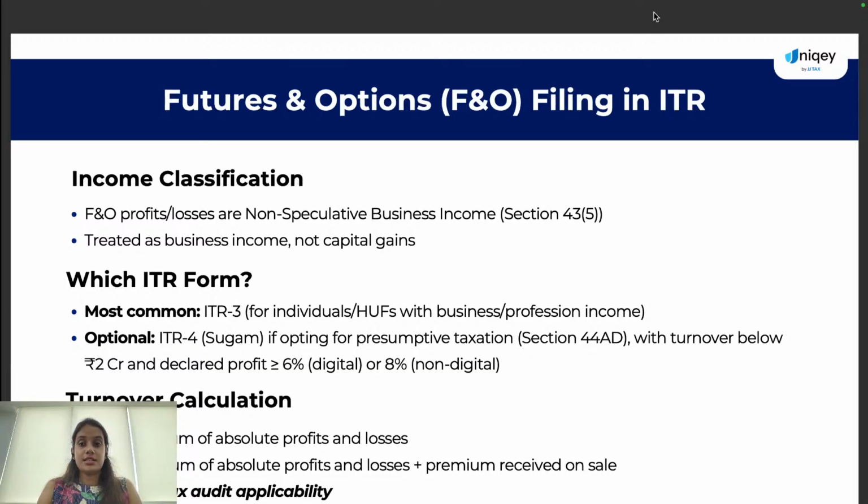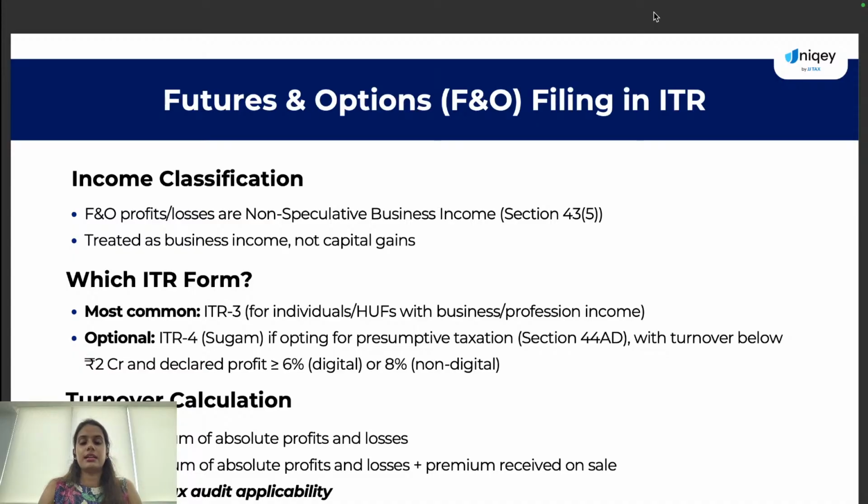So next is which ITR form? ITR 3 is the most common form used by individuals and HUF with business and professional income. You have an option of ITR 4 as well if you are going with the presumptive taxation scheme, but there are a few conditions for that.